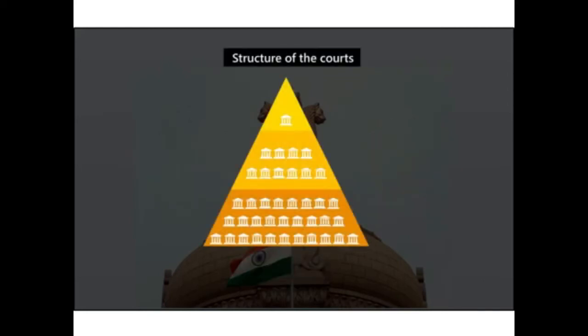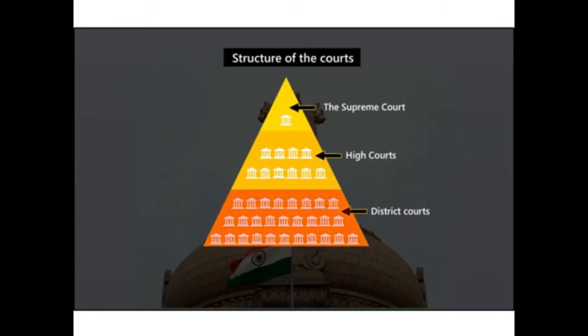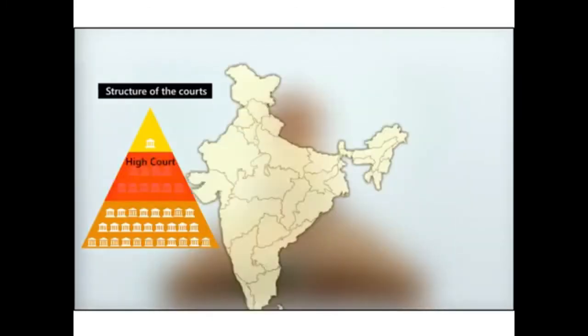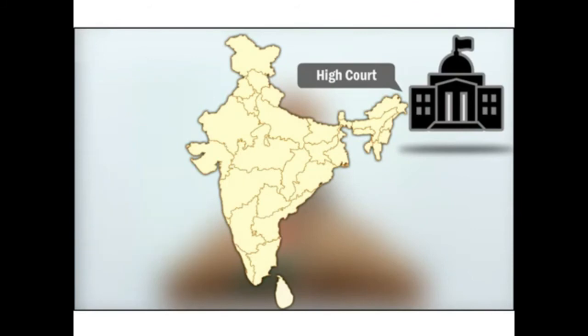The structure of the courts from the lower to the highest level resembles a pyramid. Can you guess the courts at the lowest level of the pyramid? There are several courts at the lower level. The courts that most people interact with are what are called subordinate or district courts. Each state is divided into districts that are presided over by a district judge. Each state has a high court, which is the highest court of that state.